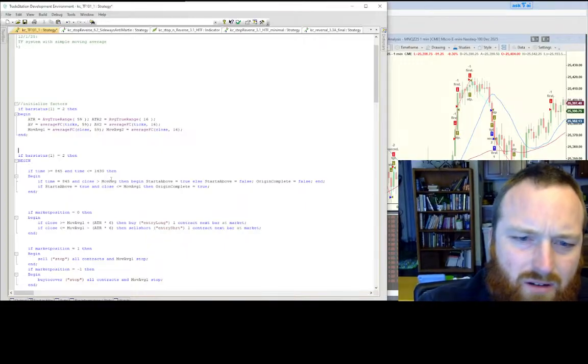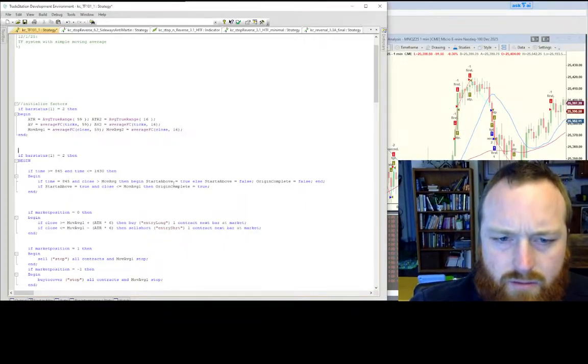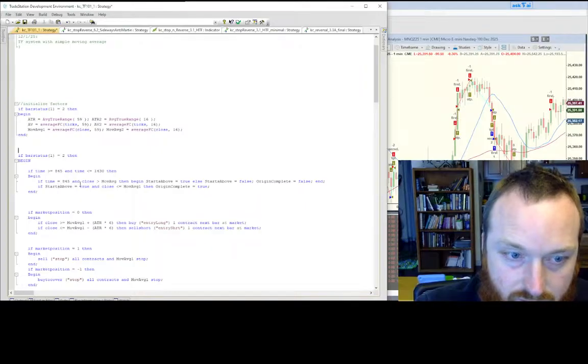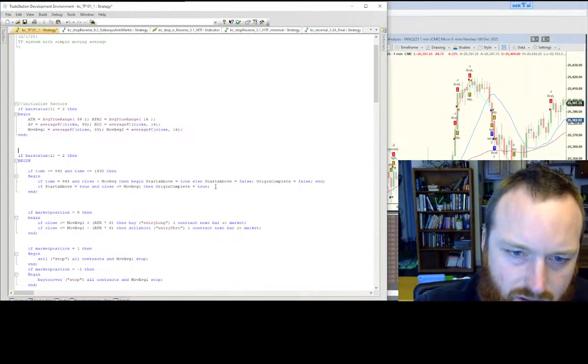I don't know if that's better or worse. I want it that way. So if starts above is true and starts above is false, origin complete is equal to false at 8:45. Great. Now, if starts above is equal to true and it closes lower than the moving average, then origin complete is true.